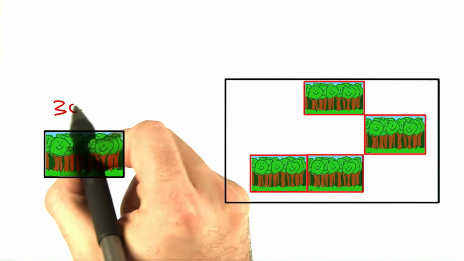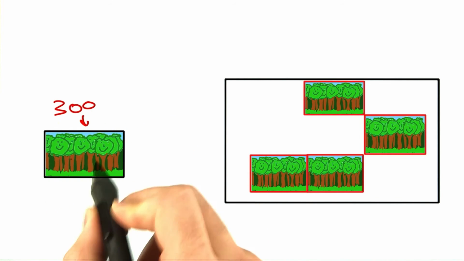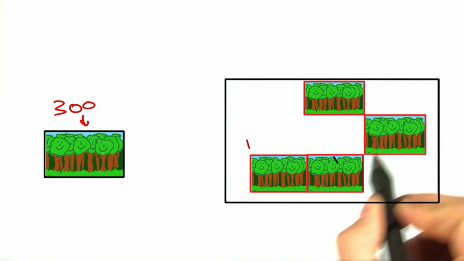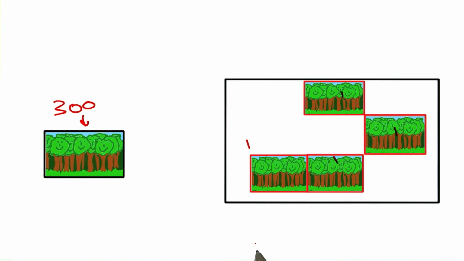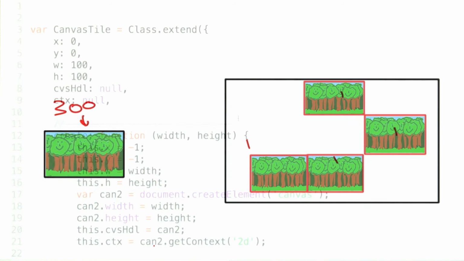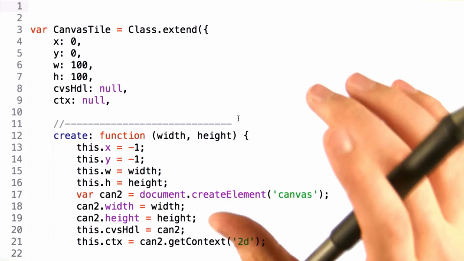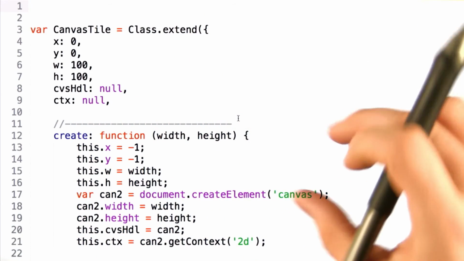So if it took 300 draw calls to composite this canvas, when we draw it to our real canvas, it will only actually take 1 for each time we render it. So instead of doing 1200 draw calls, we only have to do 4, which I think we can all agree is a good thing. Now, in order to support off-screen canvas, we need to keep track of a separate canvas for each tile that we're creating in our map.